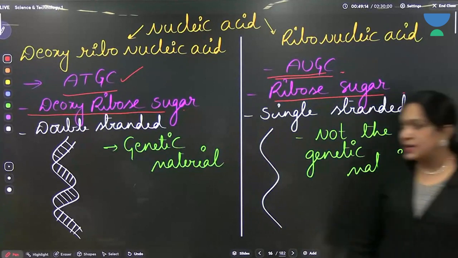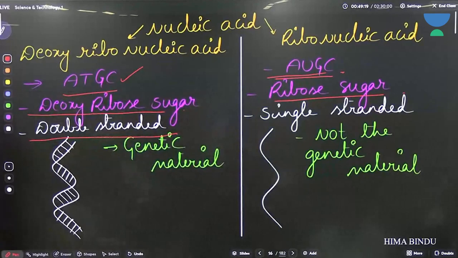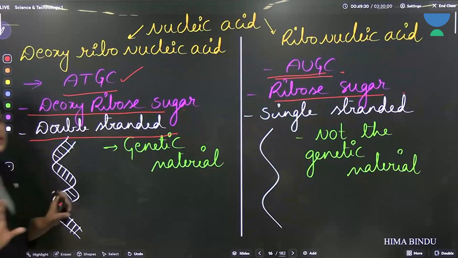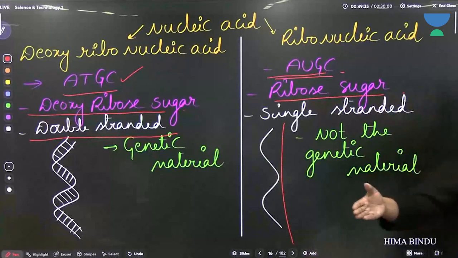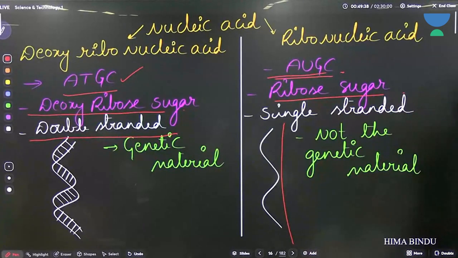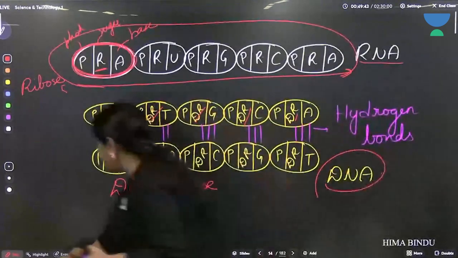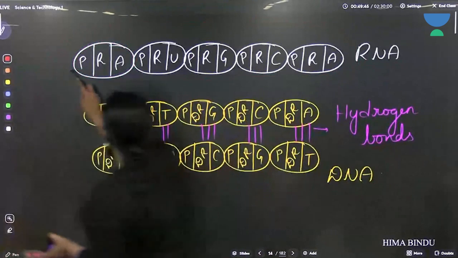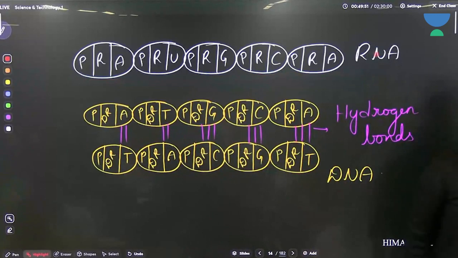That is the second difference. Third difference. DNA is double stranded. Okay, note the word. Double stranded means, I told you the chain of nucleotides, there will be 2 chains like this. So that is the meaning of double stranded. Whereas RNA is single stranded. I mean, only one chain of nucleotides will be there, one chain of nucleotides like this. The same thing is drawn here. Look here, all of you. You can see only one chain. There is no other chain. So RNA is single stranded.